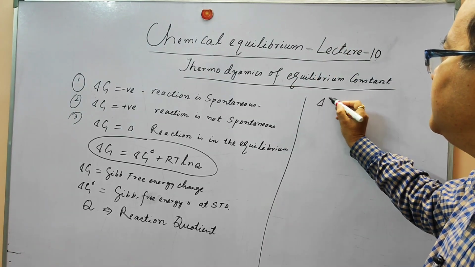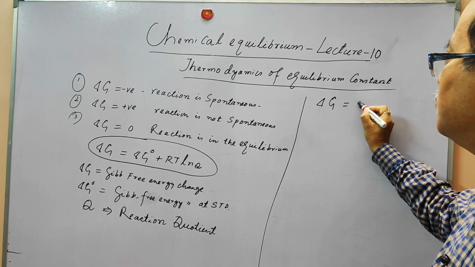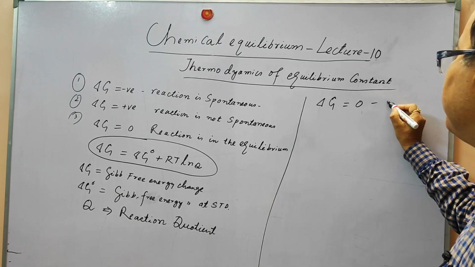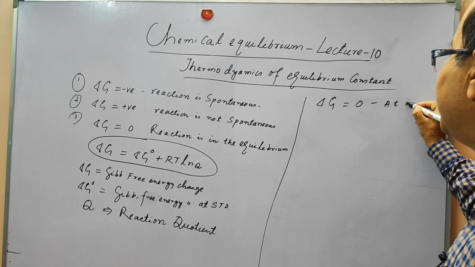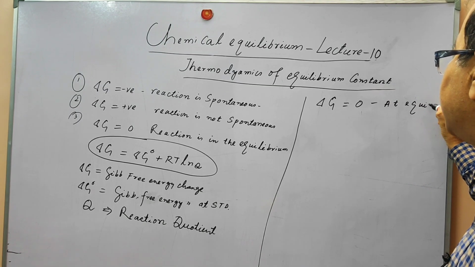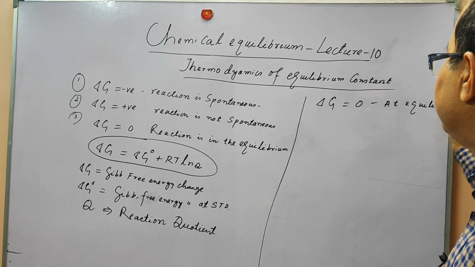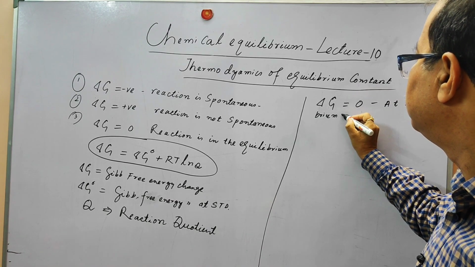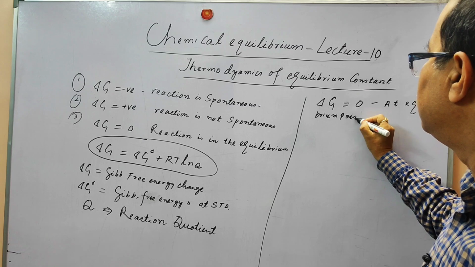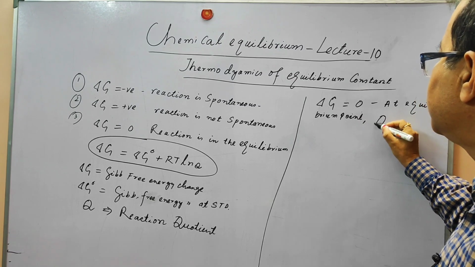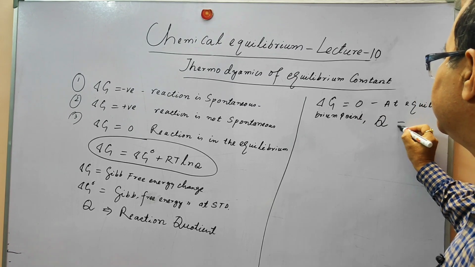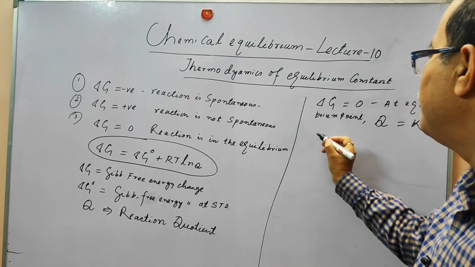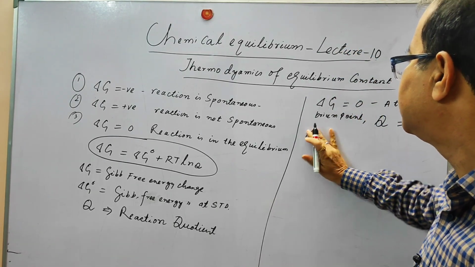We know when del G is equal to 0. When is it del G 0? At the equilibrium point. When the reaction has come to the equilibrium point, then reaction quotient Q is equal to K. Okay, so we can modify this reaction.